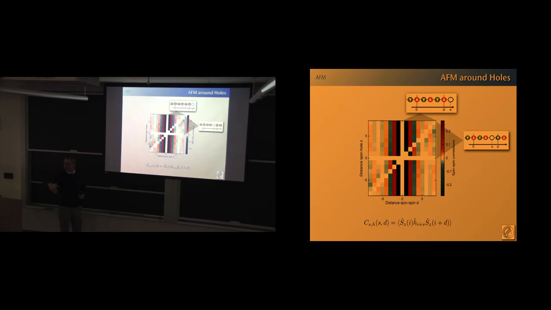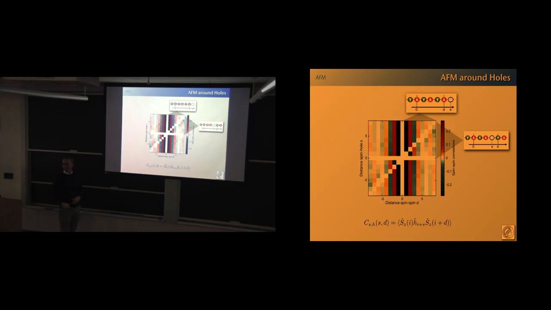You can see that this not only has a local effect. If I plot here the distance between the spins and the position of the hole, you have this down, up, up staggering. But if you have the hole in between, red turns to blue and blue to red. So you precisely flip the sign of the antiferromagnetic correlations on a global scale.